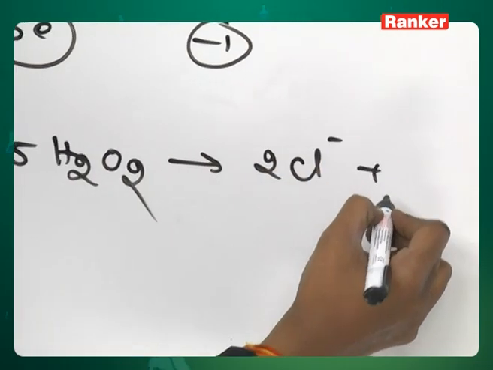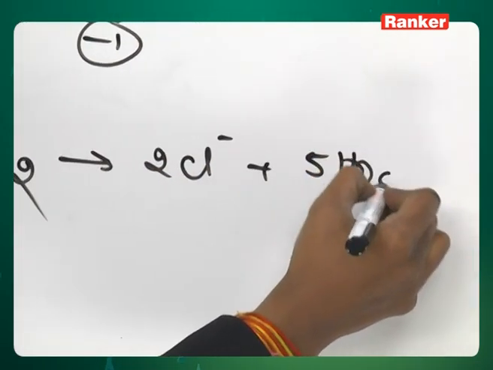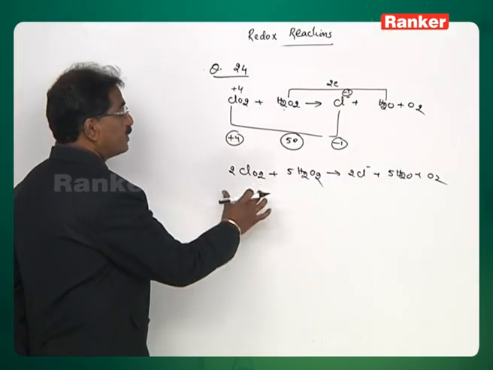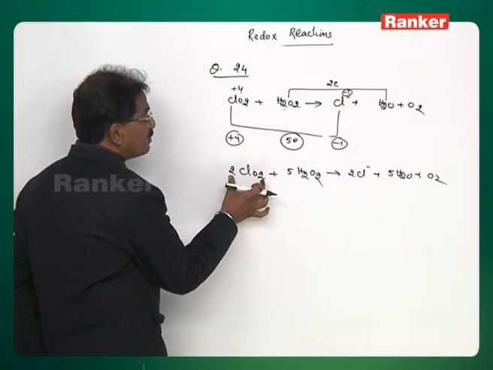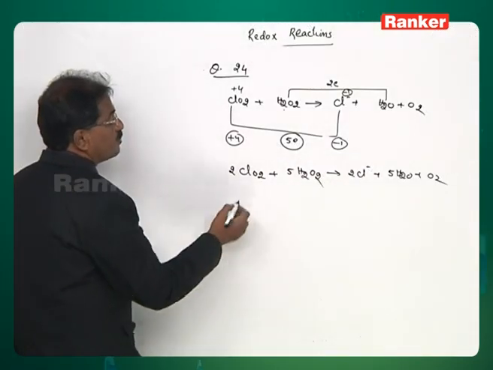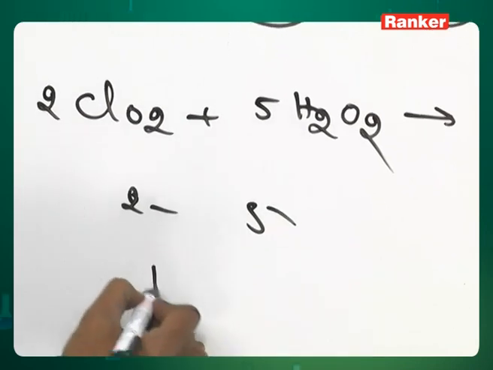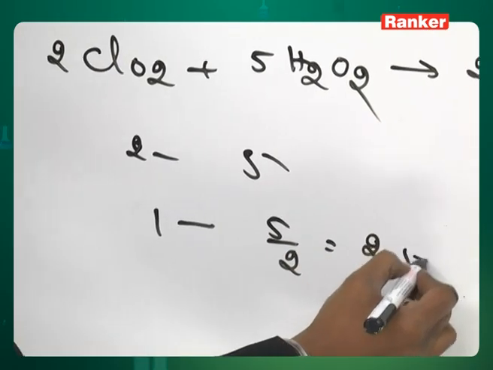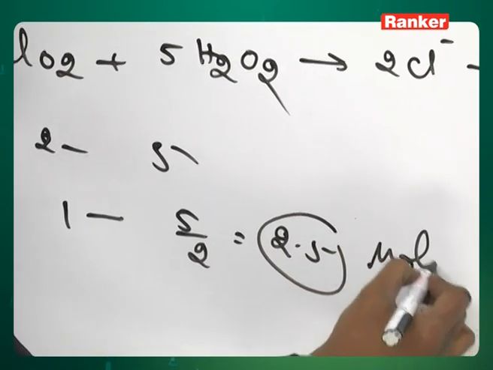Cl minus, like this. The meaning of this exchange is, now 2 moles of the ClO2 will react with the 5 moles of H2O2. That means 2 moles is reacting with 5 moles. 1 mole will react with how many? 5 by 2. That means 2.5 moles.